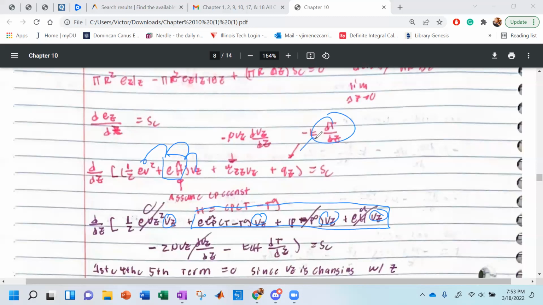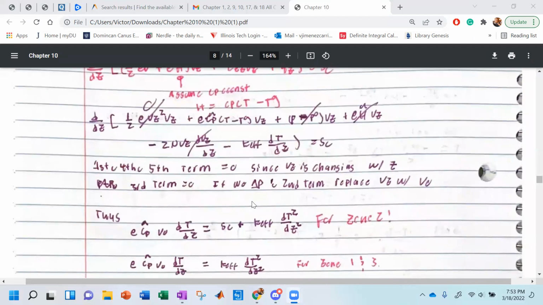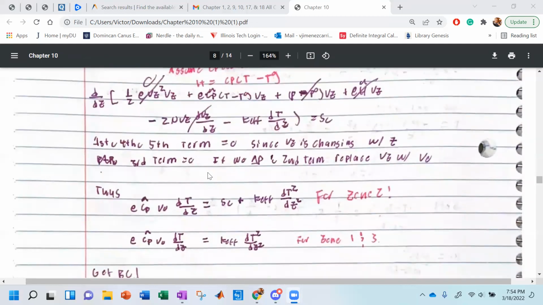Wonderful. This Fourier's law just gets subbed into here. This is after you figure out your basic math and put it in here, the same way we did above. And we get to simplify these terms. The first, the fourth, and the fifth term go to 0 since VZ is not changing with respect to Z, so none of these matter. The third term goes to 0 because there's no del P. And the second term, we replace VZ with V naught because that's actually an important term. And this is disgusting, but you could go through the math. It should simplify to this for zone 2.